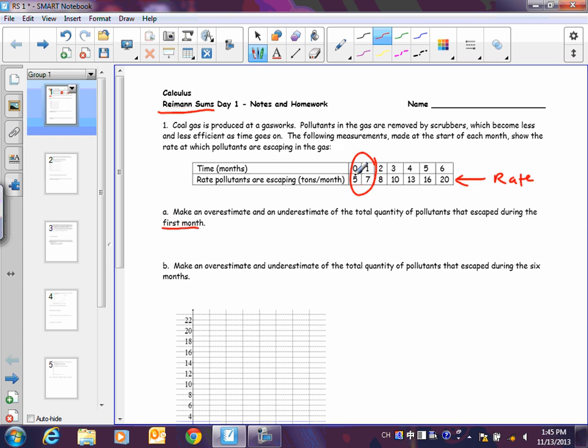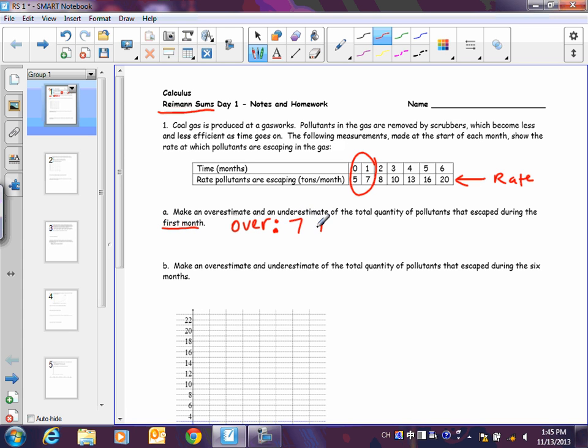So between today, which is the very beginning of time, time equals 0, and the first month, it starts out at 5 tons per month. It increases to 7 tons per month. So what would be an overestimate? What do you think is the largest amount of tons of pollutants that could have been released during that 1 month? Don't think too hard on this one. You're still thinking too hard. 12.